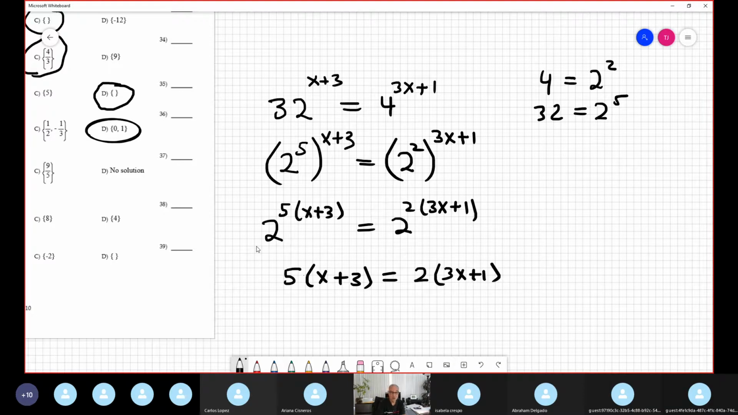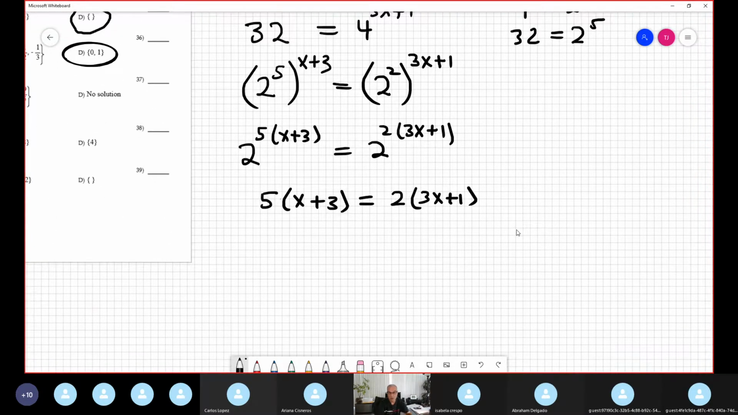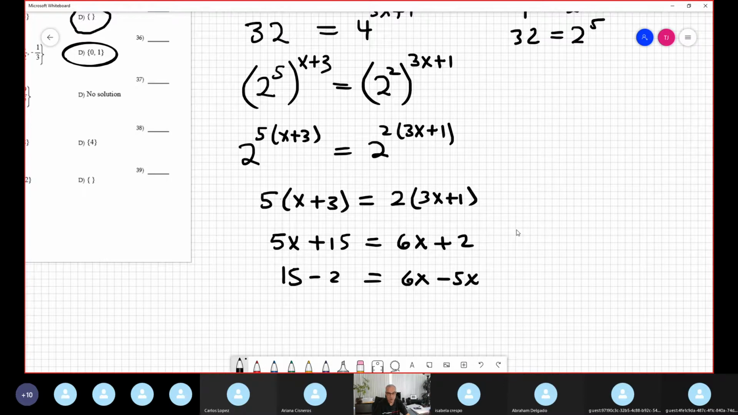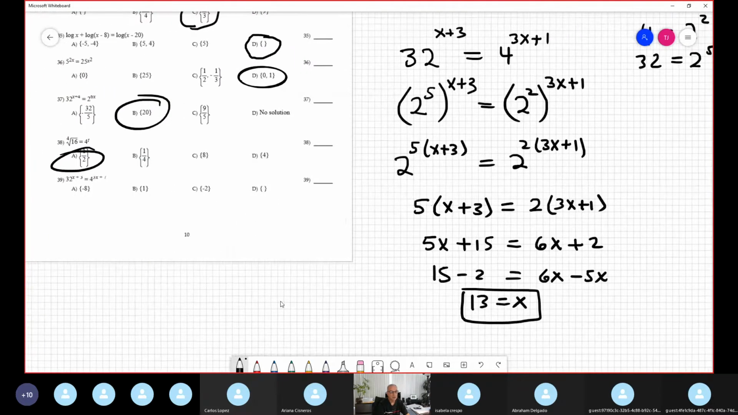So automatically you convert this equation, the original exponential equation, to a linear equation. Now the base is gone. The 2 is gone. So 5x plus 15 is equal to 6x plus 2. Okay, 6x stays, minus 5x, I move to the right. 15 stays, minus 2. 13 is equal to x. And you don't need to check, exponential is nice. 13. What is the reason it doesn't work?